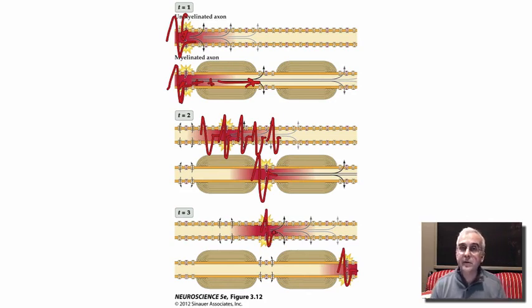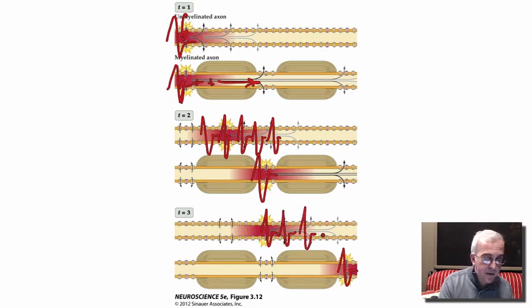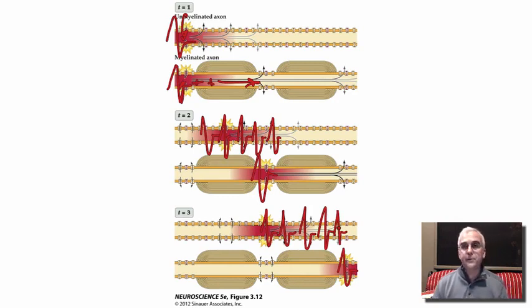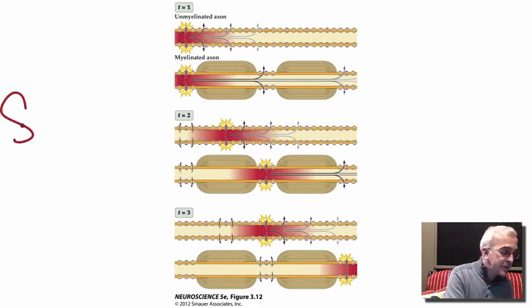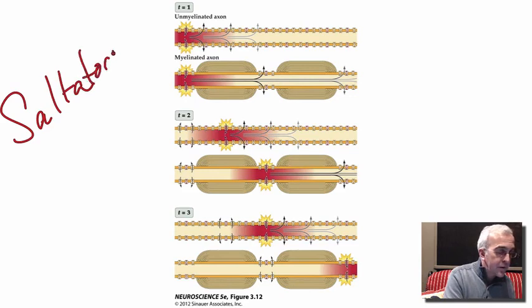Again, with the additional advantage that fewer ion channels are needed only at the nodes to regenerate the action potential, compared to what must be necessary in this unmyelinated axon, where the action potential must be regenerated at each adjacent location in the membrane. Now, there's a term for the type of conduction that we see in a myelinated axon. It's called saltatory conduction, which means to jump.